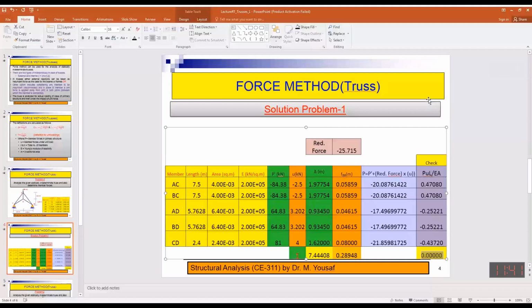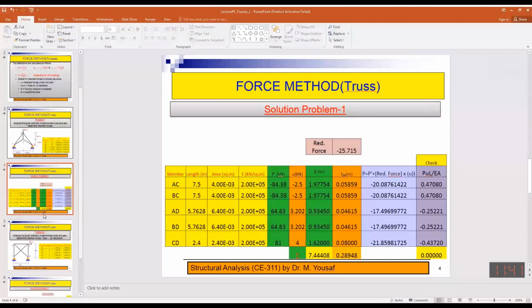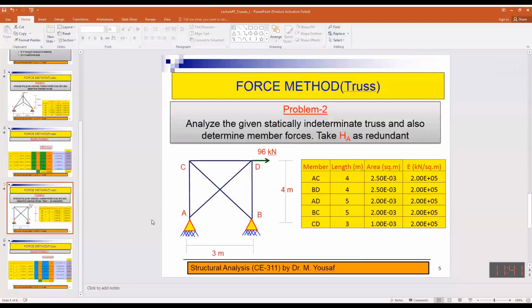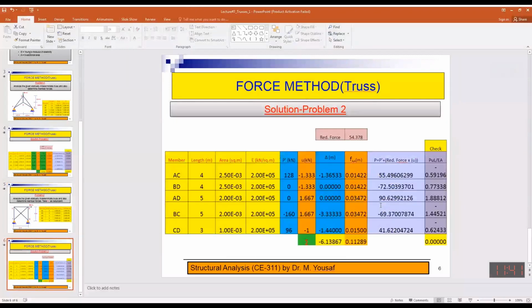Also, there is another numerical. You can solve it at your places. This is for practice as well as an assignment. All these numericals are to be solved in your assignment register. In this case, you need to take HA. This is binding. You are being forced to take HA as a redundant. So you can solve it on the same lines and apply the check. Then you will find the final reaction and member forces.